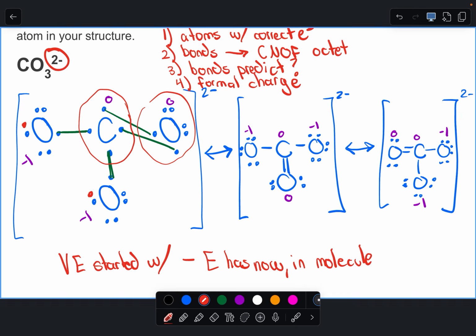Okay, the other 2 oxygens, they both started with 6, but now they've got 7 surrounding them. So that's why they're -1, 6 minus 7.